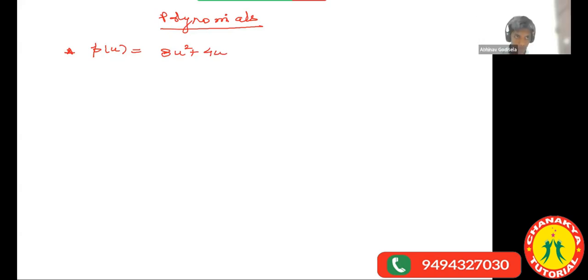Yesterday I gave a question like this: find the zeros of the polynomial and verify the relation between the zeros and coefficients. So it was p(u) is equal to 8u square plus 4u. This was the question, right, children? 8u square plus 4u, na?